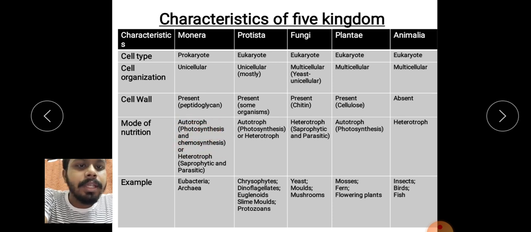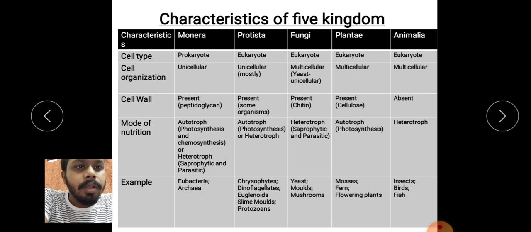Photosynthesis means they use energy from light, and chemosynthesis means they use chemical bonds or chemical compounds to take their energy. Okay, and among heterotrophs there are saprophytes and parasites, which are present in the Monera kingdom.